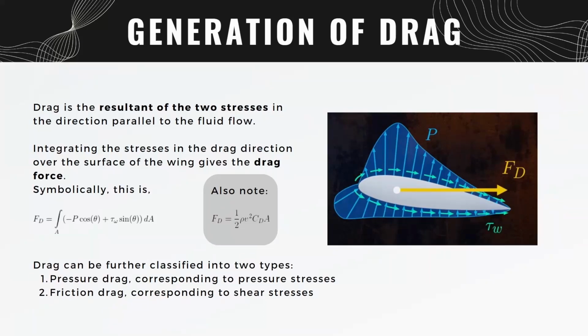Drag, as we discussed before, acts in the direction parallel to fluid flow. Similar to how we calculated lift, we can calculate drag by integrating all the stresses in the direction of the drag force over the entire surface of the wing or the body, which we can symbolically represent as this formula.